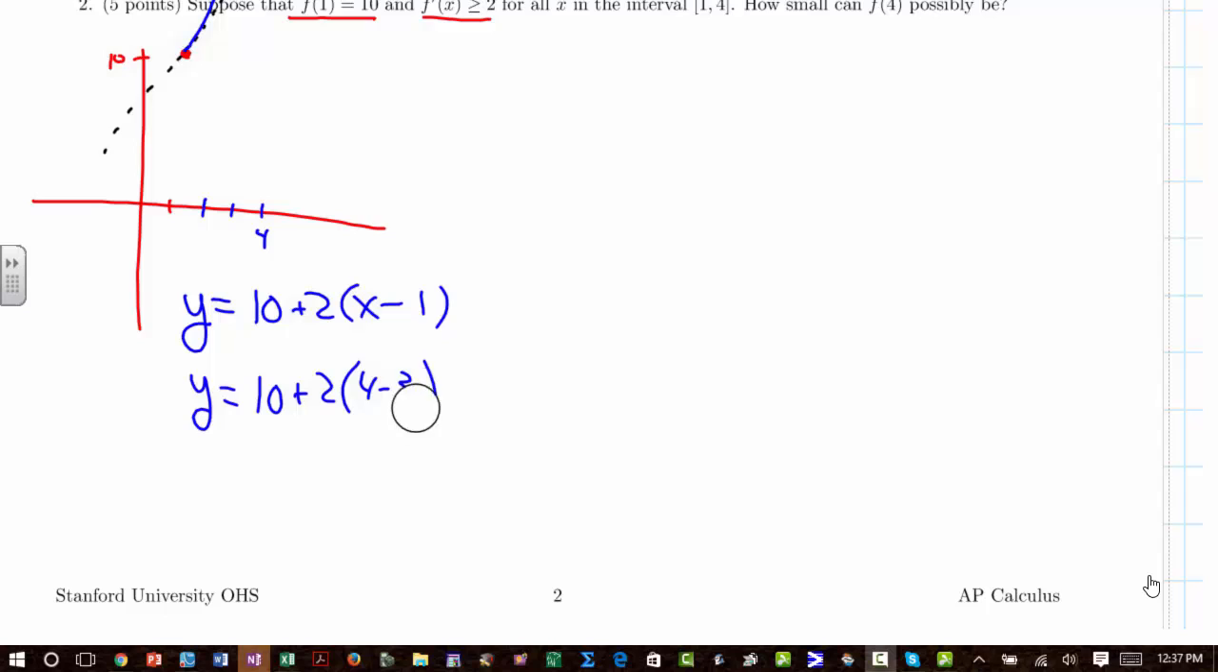Oops, 4 minus 3, 4 minus 1, so we get 10 plus, 4 minus 1 is 3, 3 times 2 is 6, so I would say, based on this thing, that the functional value can be no smaller than 16. Okay, it's going to be 16 or higher. It'd be 16 if the slope is exactly 2 for the entire length of there, but since the slope could be bigger than 2, then it's 16 or higher.